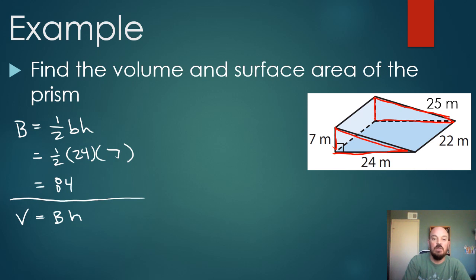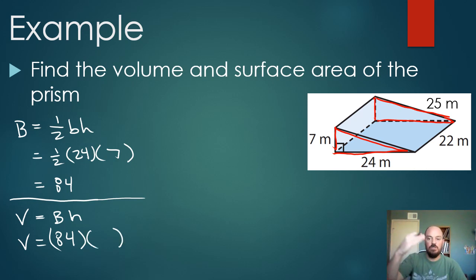So for volume, what I get, capital B is 84. We just figured that out. Times the height. Now remember, the height is the distance between the two bases. So if you look from the front to the back, from triangle to triangle, the distance between those two bases is 22. So volume is going to end up being 84 times 22. I'm going to pause this and find a calculator real quick.